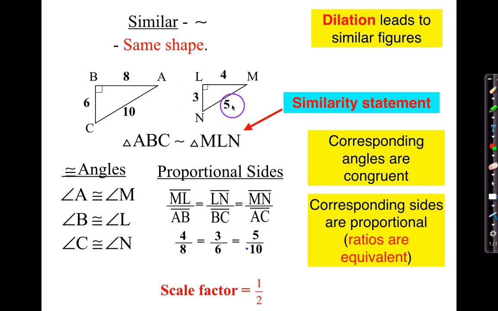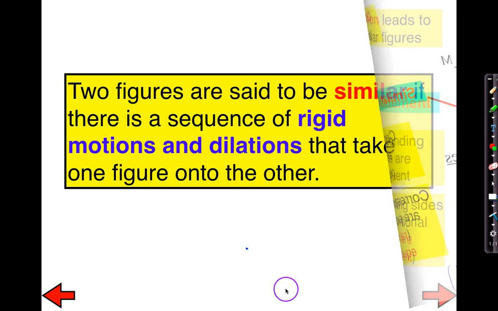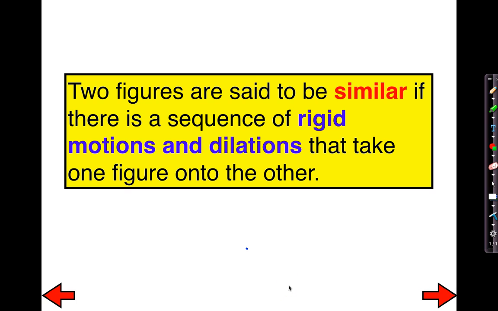So again, since it decreased in size, it would be 1/2 and not 2/1, which is 2, because that would make me believe that the shape increased instead. Just a quick reminder, the variable we use for scale factor is r, so I could also write it as r equals 1/2. Two figures are said to be similar if there is a sequence of rigid motion and dilation that take one figure onto the other, or it could just be one dilation.